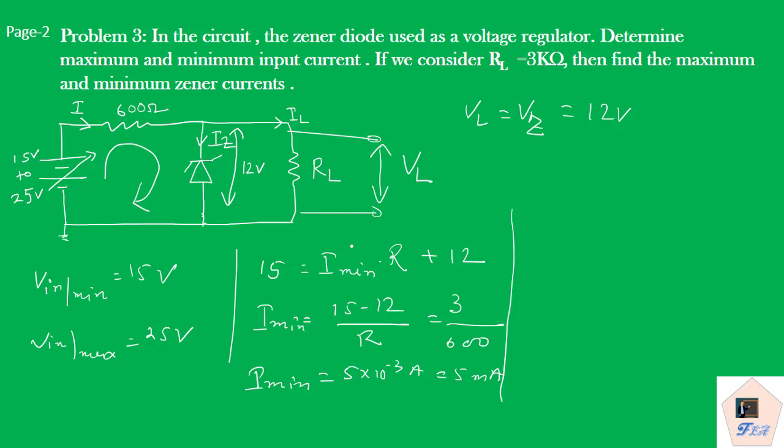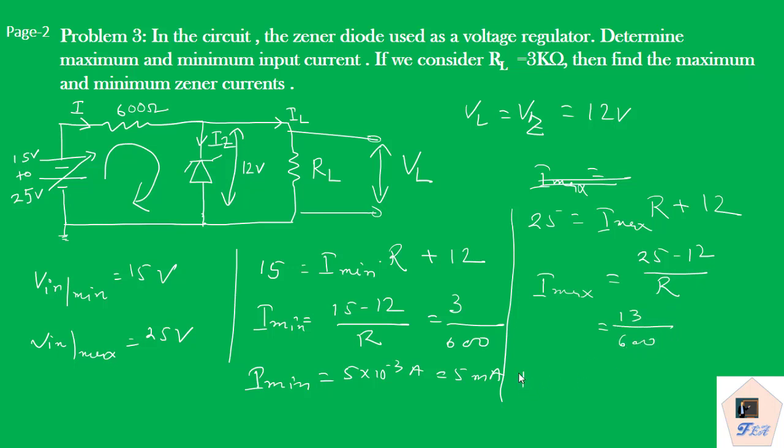Now if we try to find the maximum input current, on the basis of the maximum input voltage whatever is given, we can find it. So I max, once again we can find by applying the KVL here. So 25 is equal to I max into R plus 12, because this is not changing, this will be fixed. So now we have I max as 25 minus 12 divided by R. So that will give us 13 divided by 600, and we'll get maximum input current as 21.667 milliampere. So minimum and maximum input current we have found.